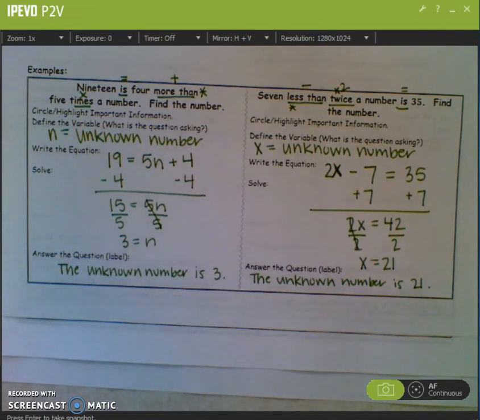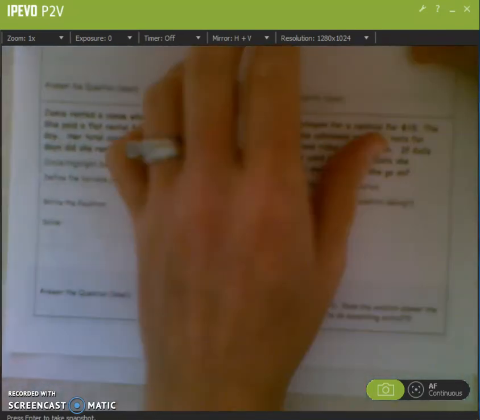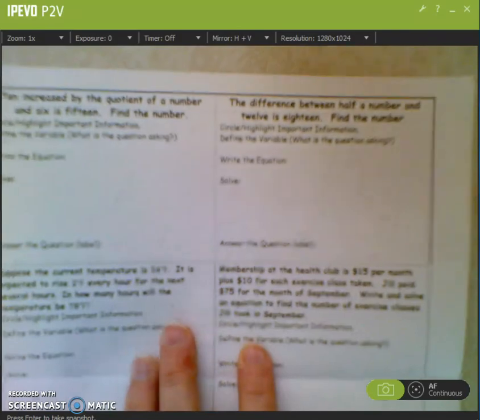Those are the first two examples that we did together. We're going to do a couple more examples in the next video before I let you try a couple on your own.